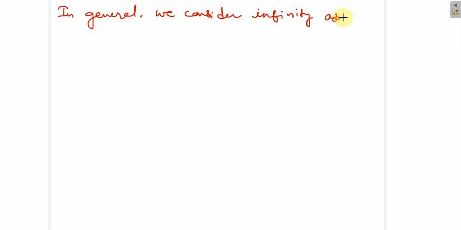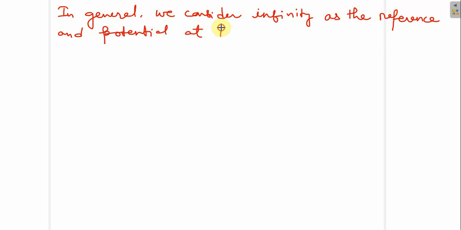So in general, what do we consider? We consider infinity as the reference, and potential at infinity is 0. Why is it 0?